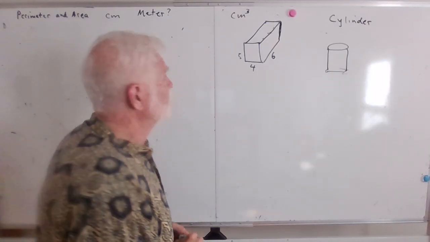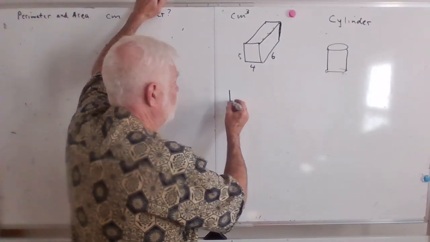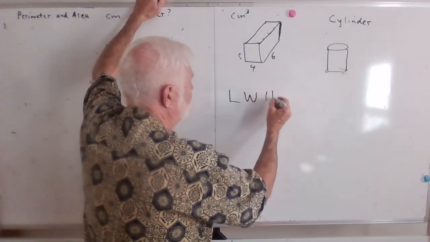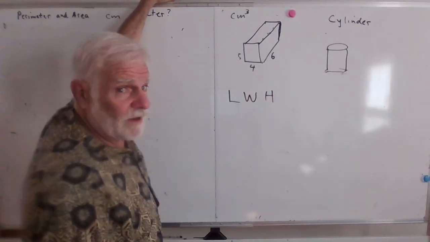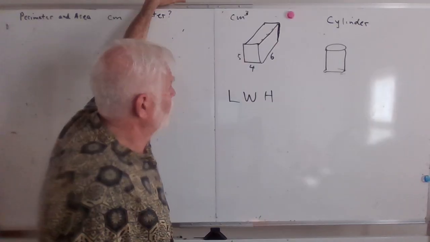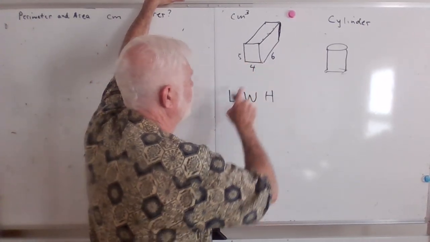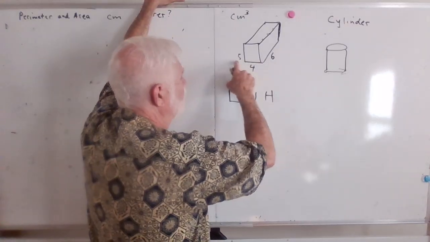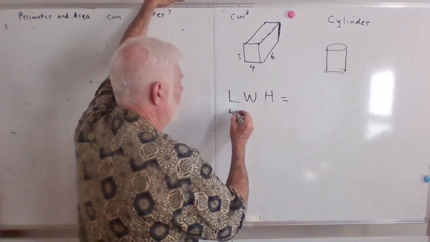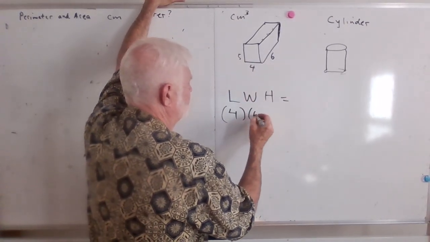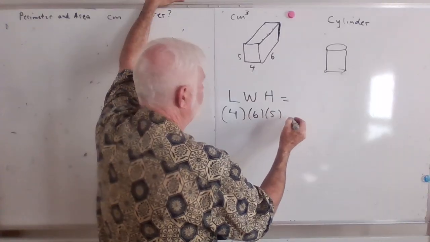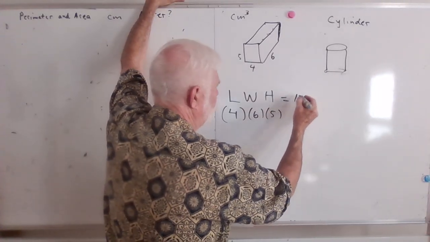All right, so formula, you probably know it. Length times width times height, which is nice. And so therefore we have a length. We'll say that's the length, that's the width, and that's the height. 4 times 6, 24 times 5. I'll write that out. 4 times 6 times 5. I just did it in my head, but I think it was 120.